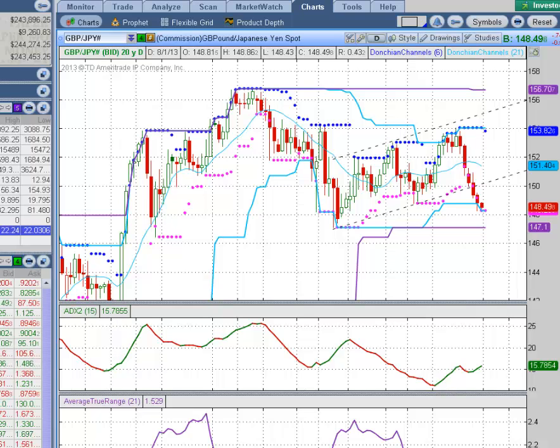Here's the price chart for the pound yen. We've also had a big price movement, but it's also running smack into the 55-day Donchian channel.